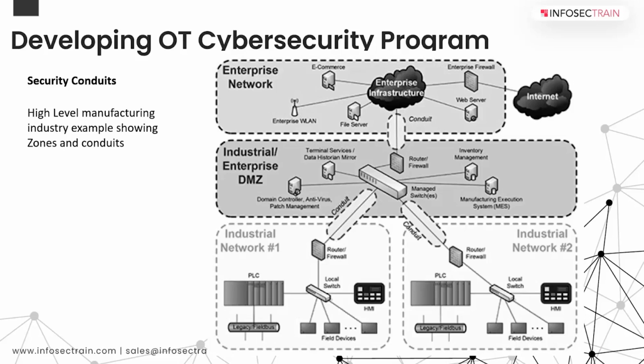So this network diagram that you see is a simple example depicting different zones and conduits for the process and manufacturing industries respectively. So with this, we bring this session to an end.